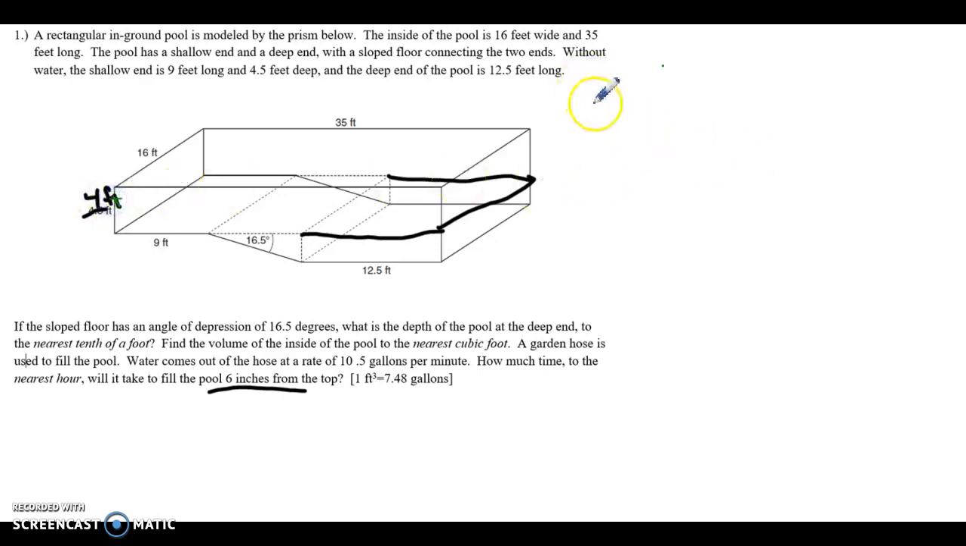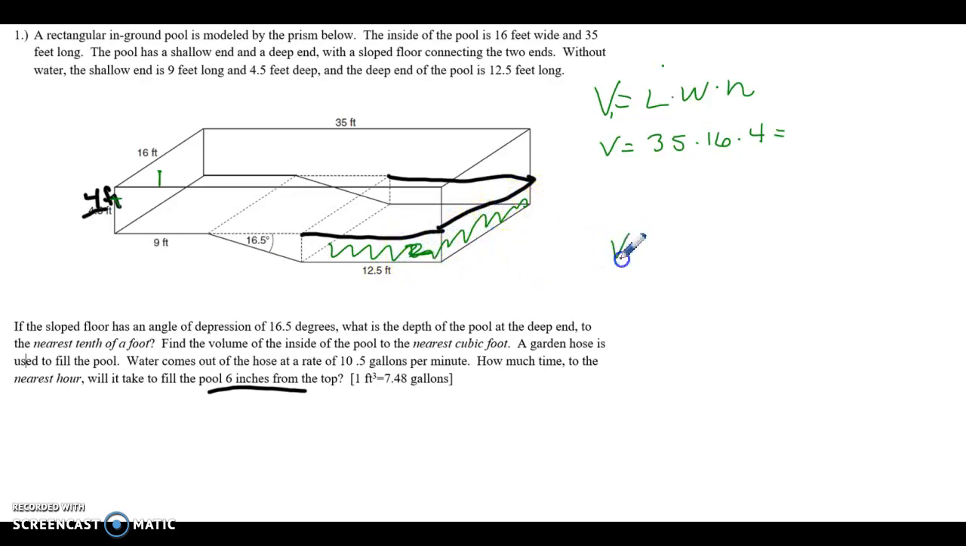To find the volume of that, I'm going to do volume equals length times width times height. My length is going to be 35, my width is going to be 16, and my height is going to be 4. That's going to give me the volume of that big top rectangular prism. So go ahead and calculate that. I'm going to call that volume 1. Then I'm going to do the volume of this part down here, and let's call that 2 for now.